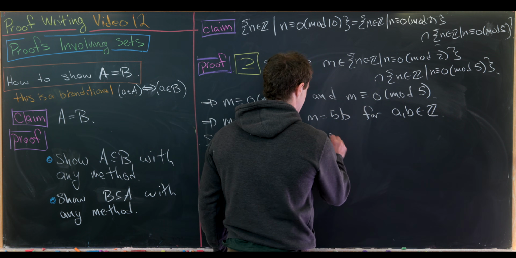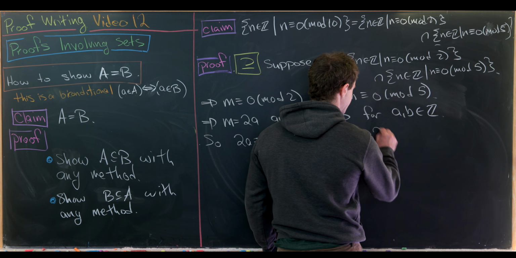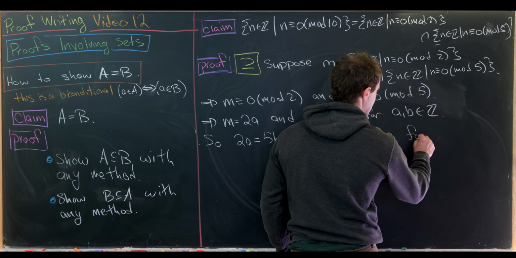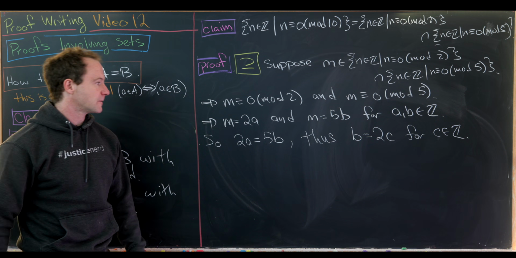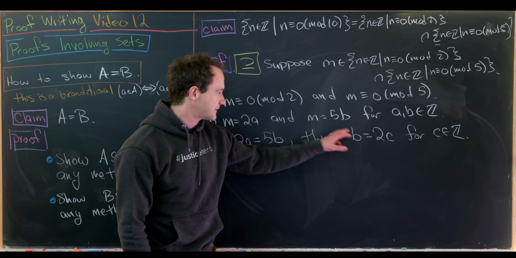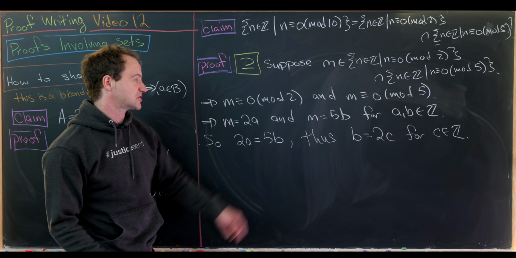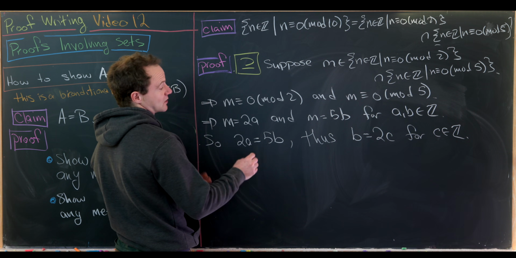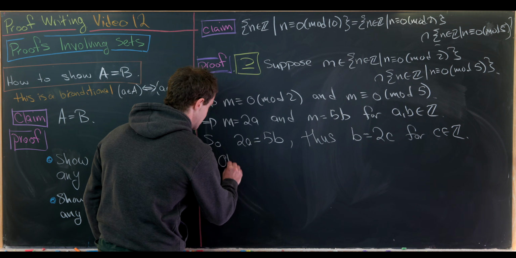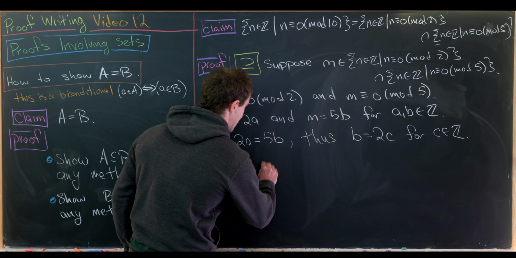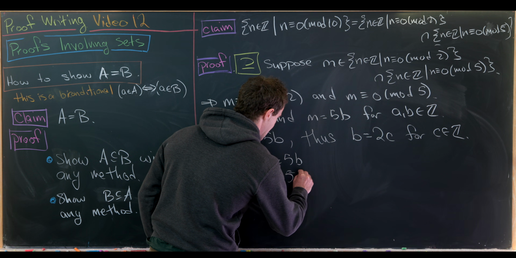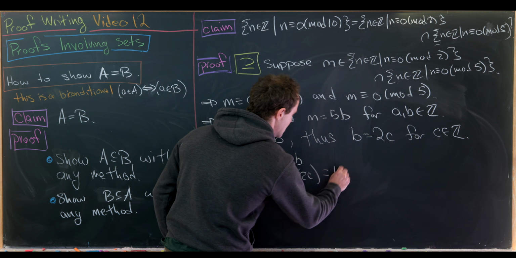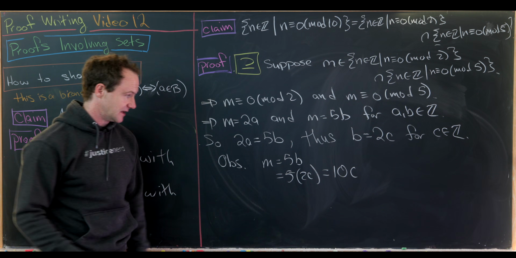So we'll write that here. Thus, B is even, which means we can write B as 2 times C for some integer C. Now, putting this expression for B into this expression for M, we'll see that we're essentially done. So let's observe that M is equal to 5 times B, which is the same thing as 5 times 2C, which is equal to 10C.